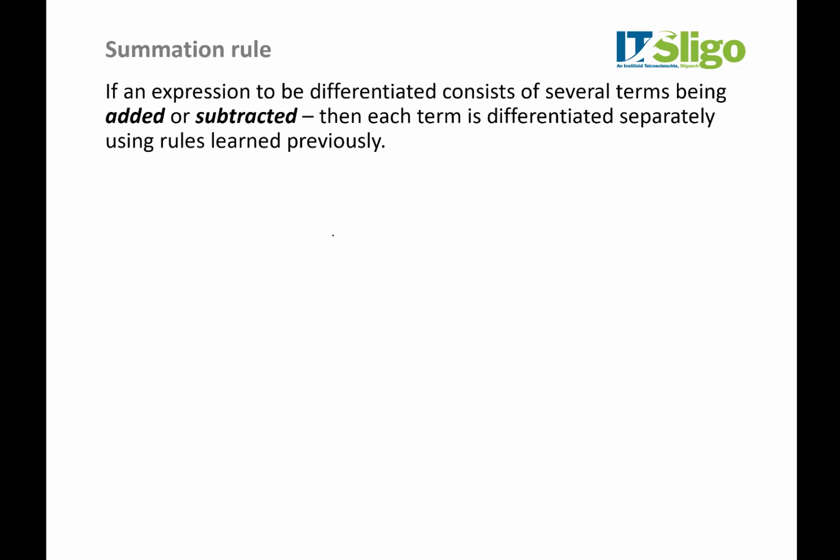First of all, we'll take a look at the summation rule. We met this in the last lecture as well, but I've included it here again for completeness. If an expression has several terms being added or subtracted, then we simply differentiate each term separately. So u is a term, v is a term. We simply differentiate each term separately. I have an example on the next slide. Remember, we could have a minus in there, and that would be du/dx minus dv/dx, etc.